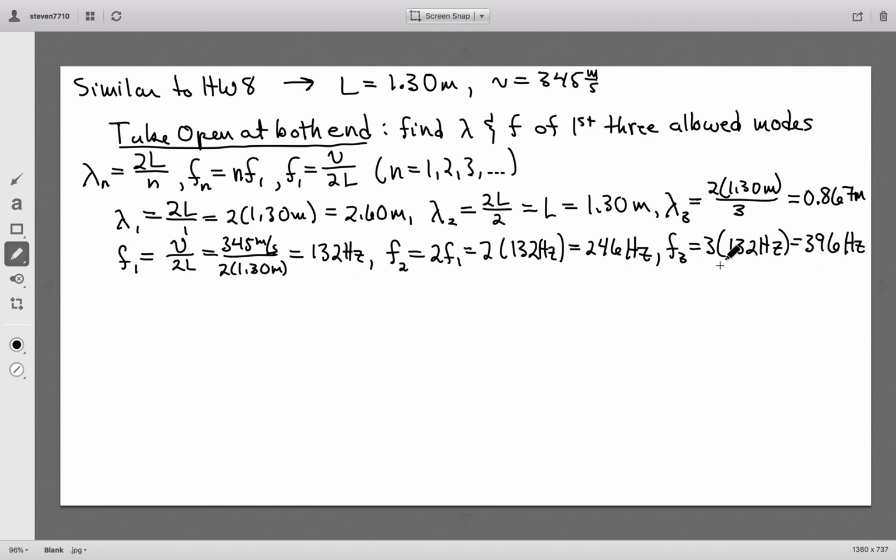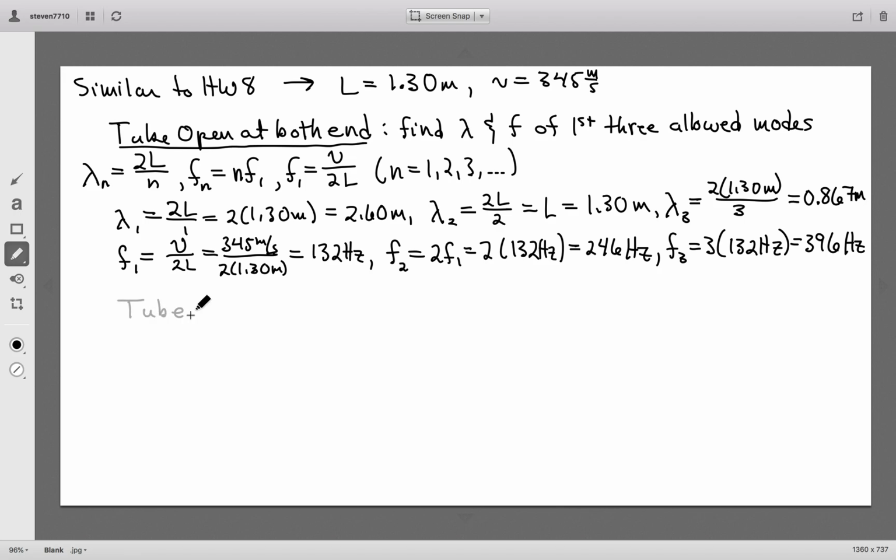This is how a bugle works. There's no keys. It's all the same length. You just blow harder, blow differently, and try to get more energy into the tube, and it jumps up to the next mode, and so you're able to play different notes. The jump from F1 to F2 is an octave. From F2 to F3 is a perfect fifth. From F1 to F3 is an octave and a perfect fifth. Okay, so that's all we have. We're done with the tube open at both ends.